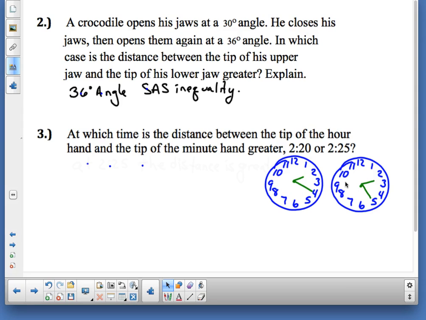2:25, because why? It's open wider in that time. Even though the minute hand's moved along a little bit, it's still open wider in that 5 minutes. Now, I want to ask you that question this way. What if I say 7:20 and 7:25?